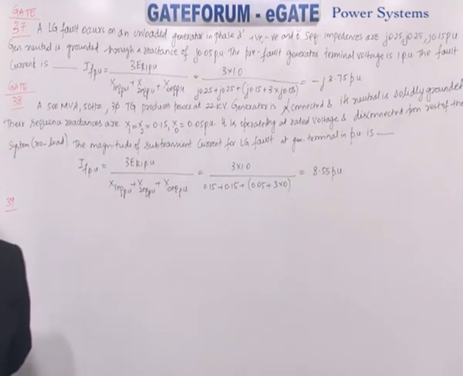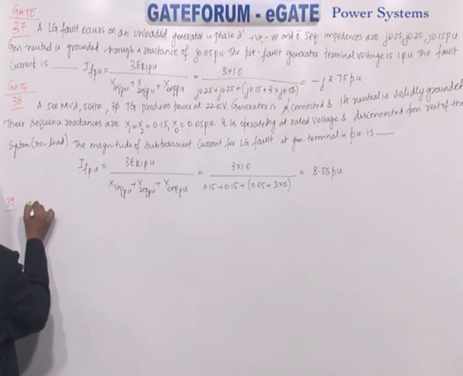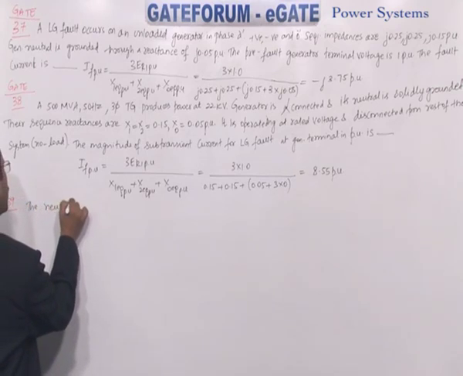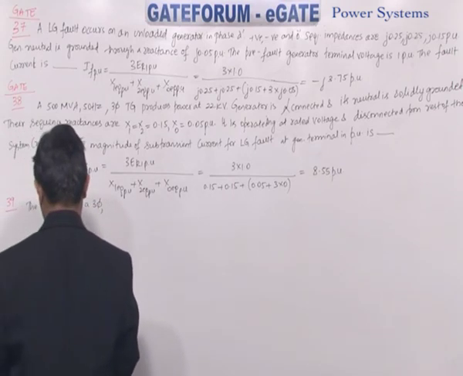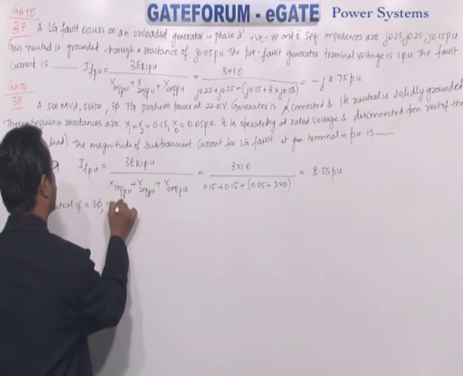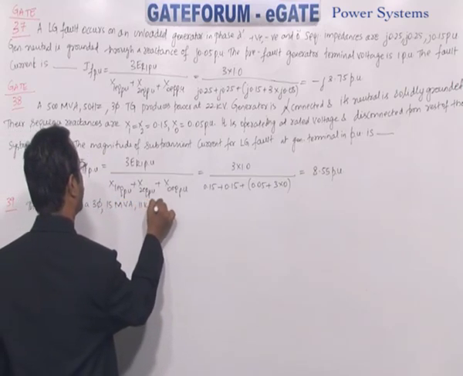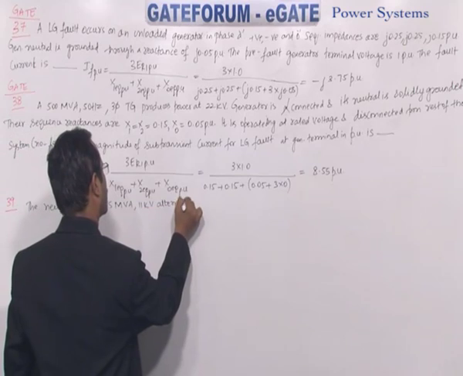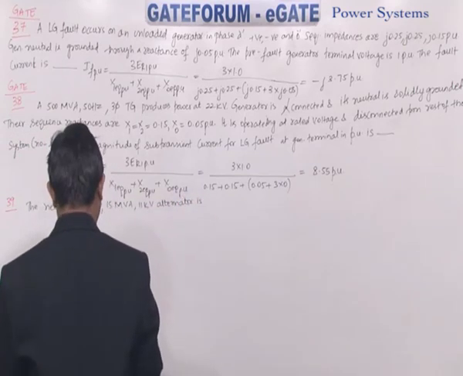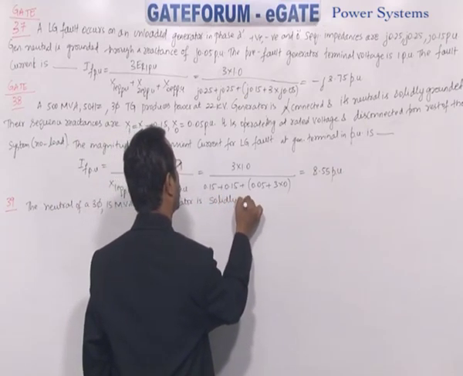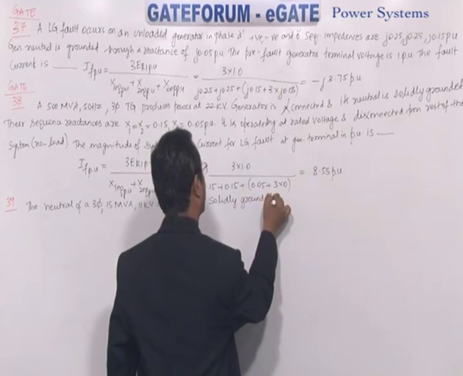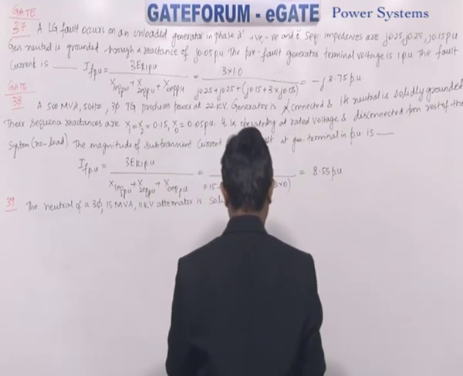Now we solve this next question. The neutral of a three-phase 15 MVA, 11 kV alternator is solidly grounded.